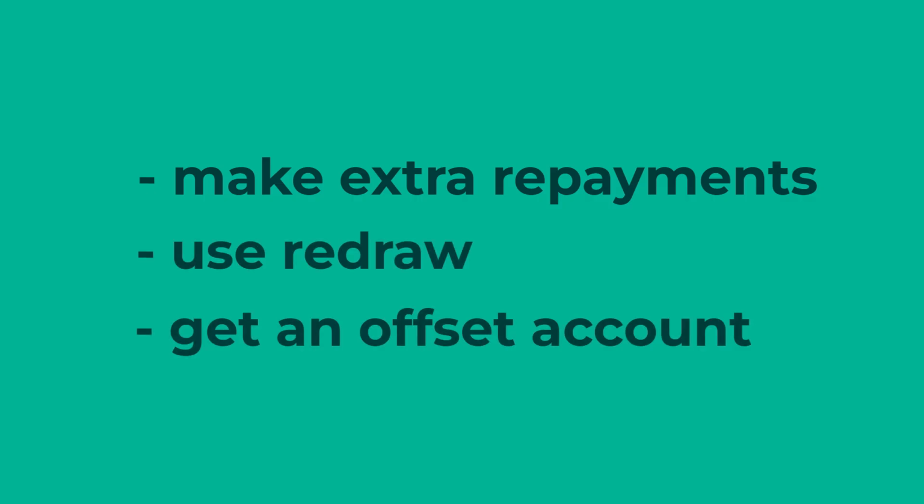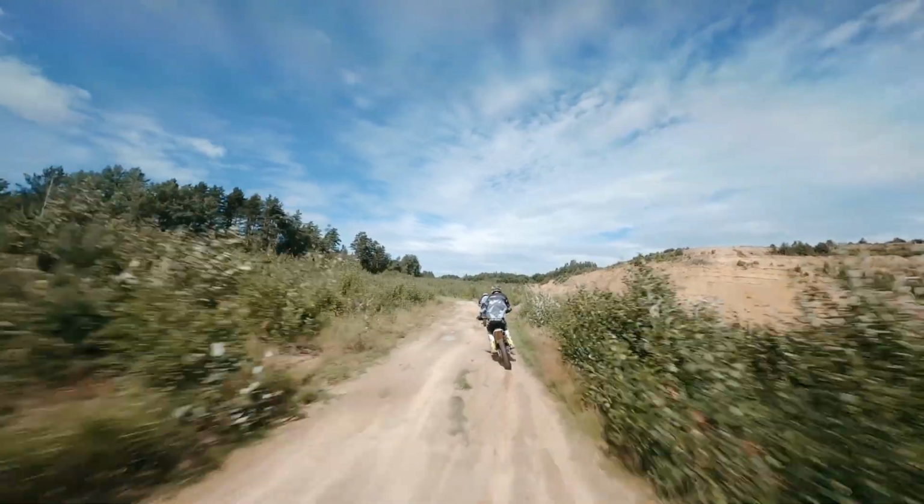Variable loans may offer more freedom. For example, you may be able to make extra repayments, you may be able to use redraw, and you may be able to get an offset account. This means you can pay your home loan off faster without being hit with lots of fees. And this is really important if you're motivated to get ahead on your home loan. Here's the trade-off. You get more flexibility, but less certainty.